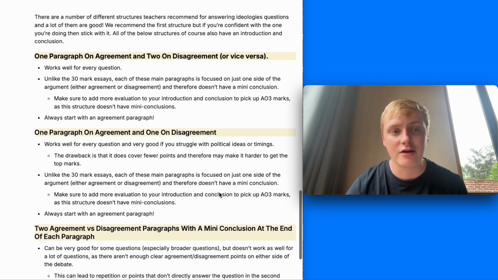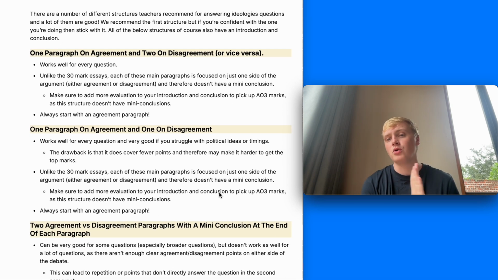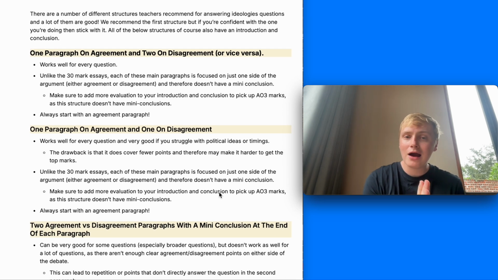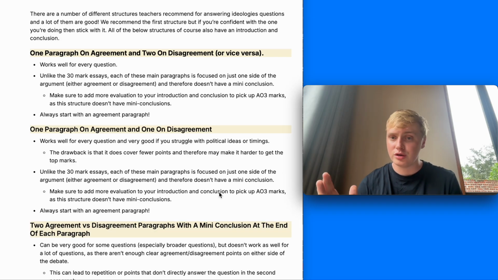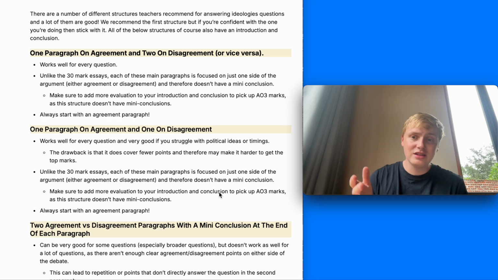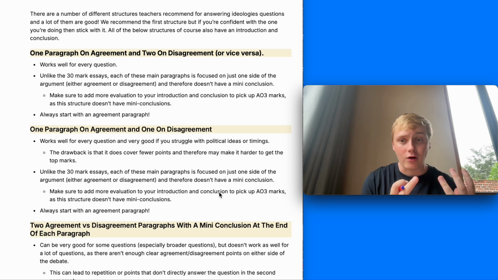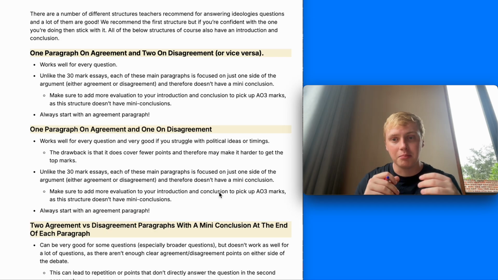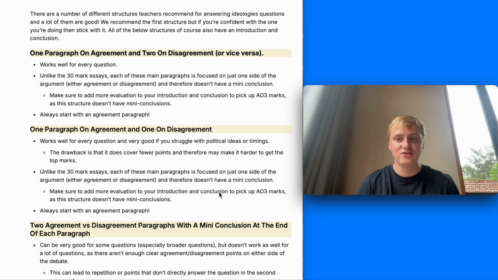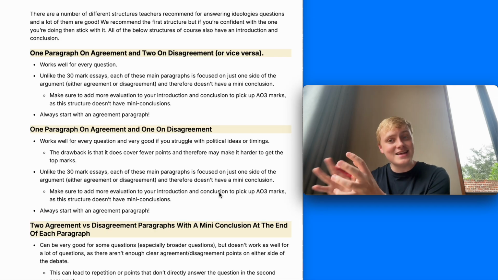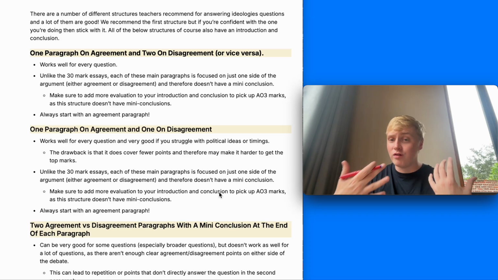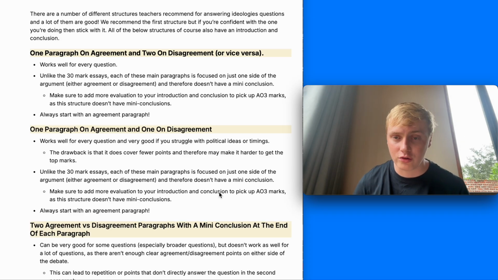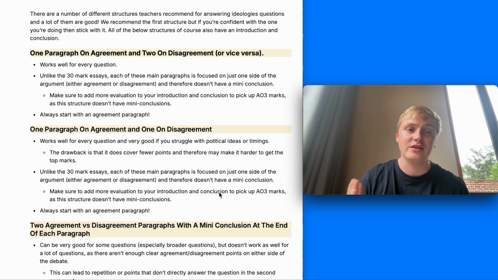So the key one that I recommend, and this is what most teachers are recommending now, is one paragraph on agreement and two on disagreement, or vice versa. So it could be two on disagreement and one on agreement. And crucially, you're coming one paragraph on key areas of agreement within the ideology, selecting a particular point and how they agree in relation to the question, and then two paragraphs on areas that the strands disagree when you're comparing them, or vice versa. So two on agreement and then one on disagreement. The reason I like this is it works well for every single question.